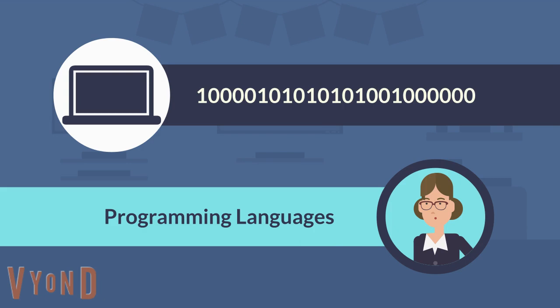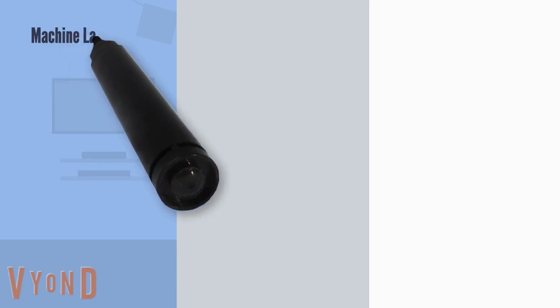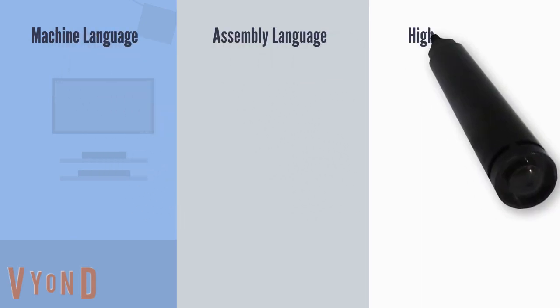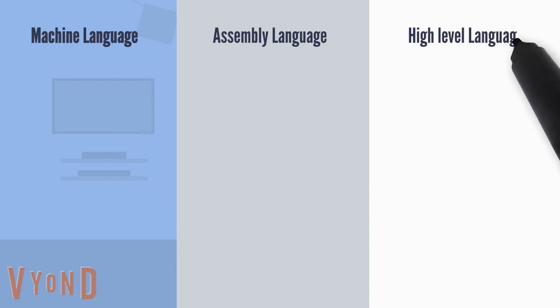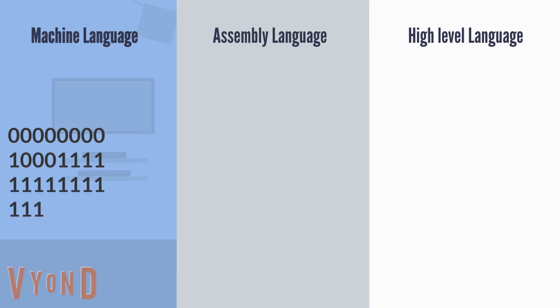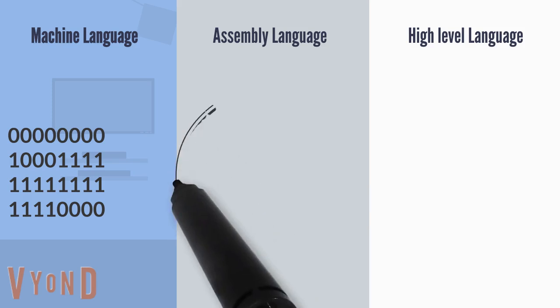Programming languages are how we talk to computers. They are classified into three major types: machine language, assembly language, and high-level language. We just went over machine language. It is the only language that the computer hardware understands. It consists of bits, ones and zeros. The notation is very difficult for a human to write and understand.